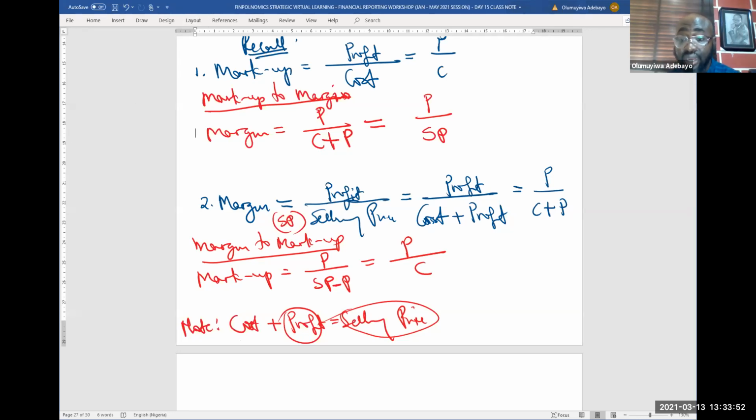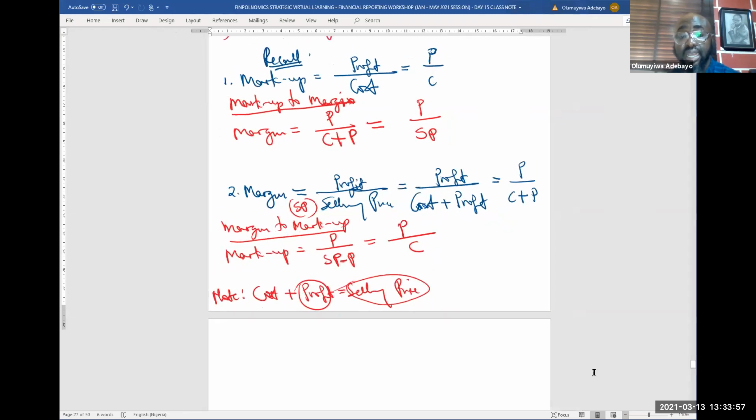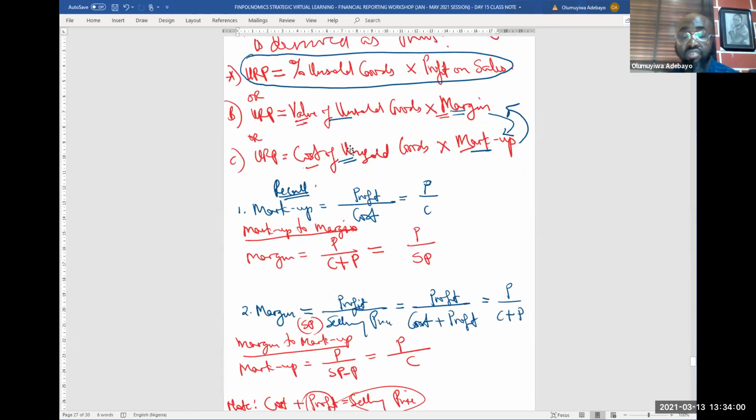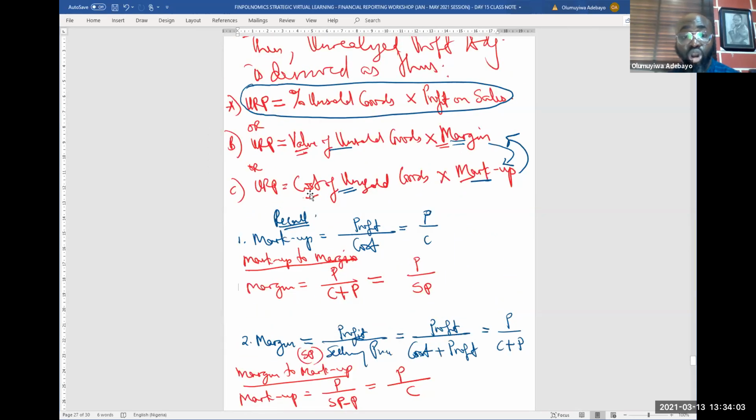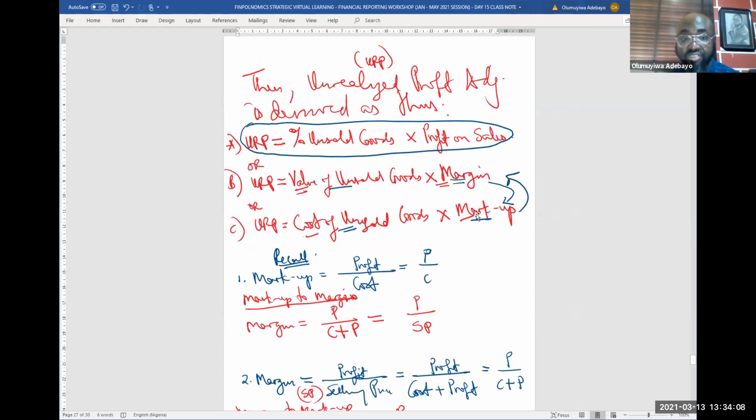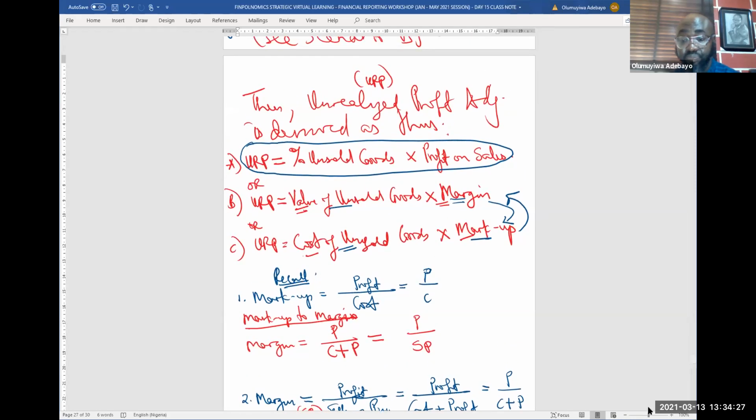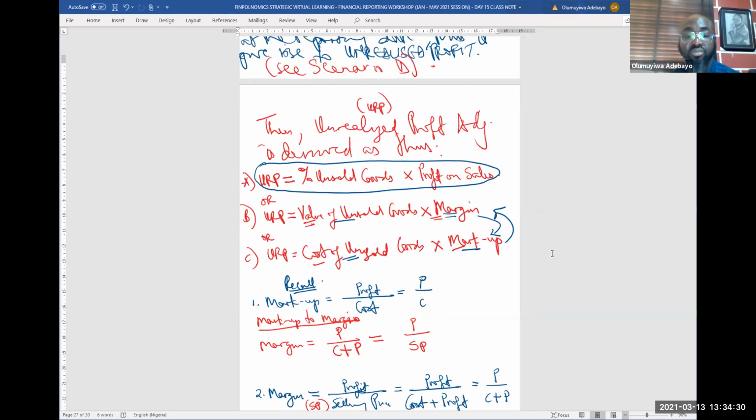But conversion is only required when you are not given two like terms. Two like terms are value of an item times the margin, or cost of an item times the markup, because both are expressions of profit. Otherwise, you make use of the percentage of unsold goods times the profit on sales. The percentage of unsold goods can be done relatively based on the unit, or based on the cost, or based on the value. Your answer will remain what? The same. Any question before we forge ahead?